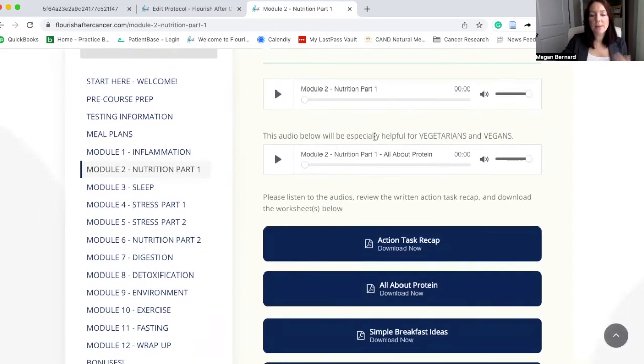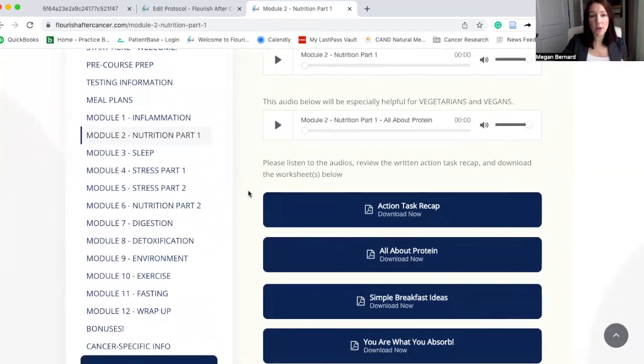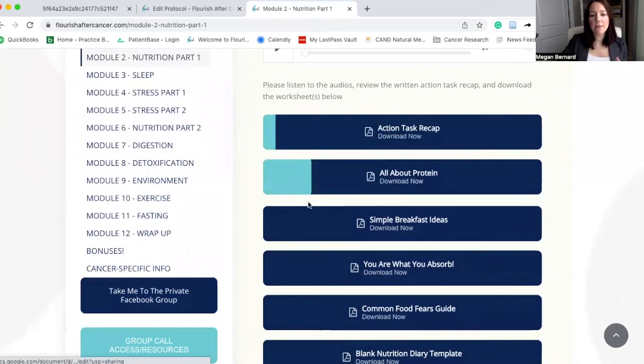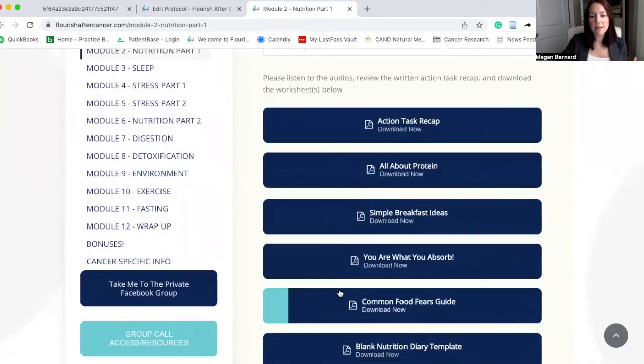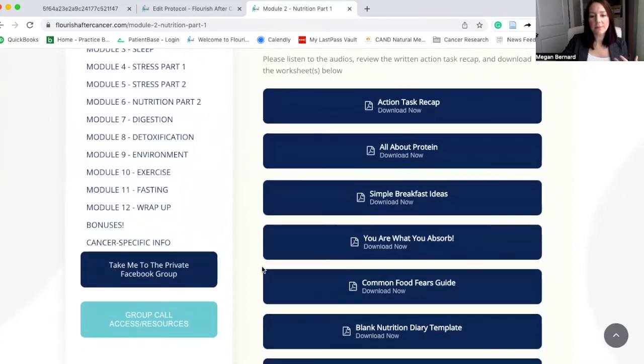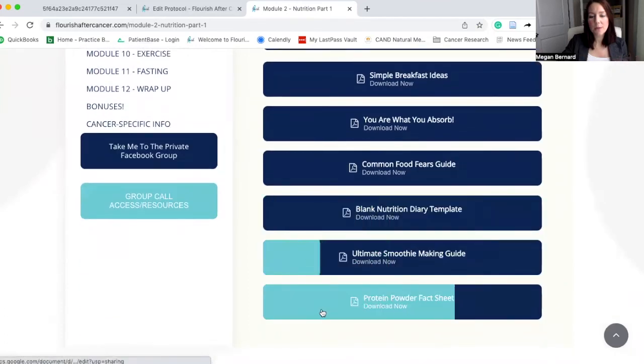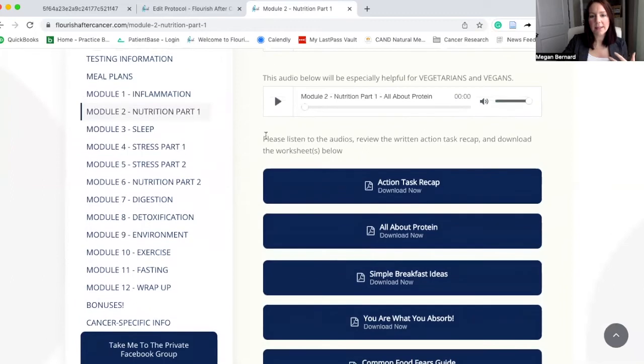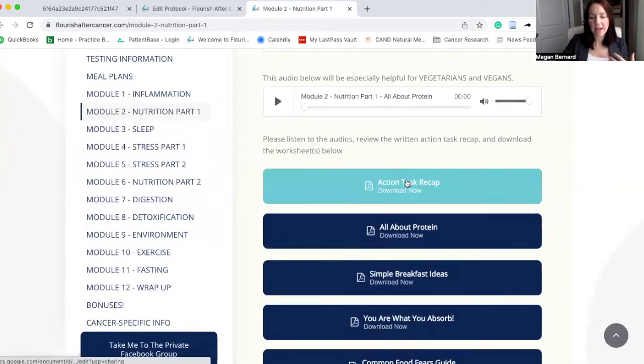So the lesson is about protein, how it impacts your body, how much to get, all that kind of jazz. We've already lined you up in your first visit with how much is best for your body, but it just kind of explains how we came to that conclusion. We also have lots of breakfast ideas, common food fears, nutrition diary templates, smoothie making. Like these are just kind of bonuses. The real important parts of this lesson are the audios and then the action task.